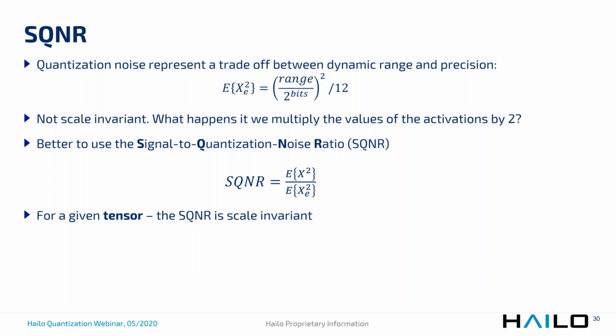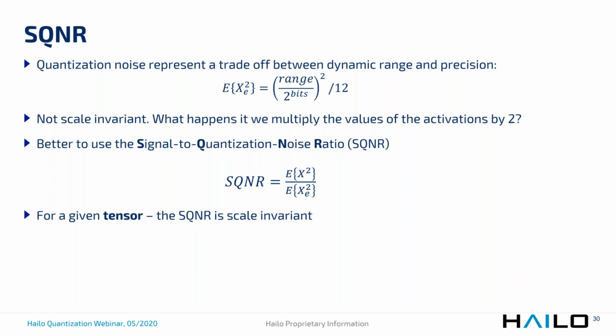However, noise in itself is not a very good property because it's not scale invariant. What happens if you multiply the values of the activations by 2? The range is multiplied by 2, but we didn't change the number of bits, so the variance of the noise increased. However, the ratio of the signal to the noise didn't change, because while we multiplied the noise by 2, we also multiplied the signal by 2.